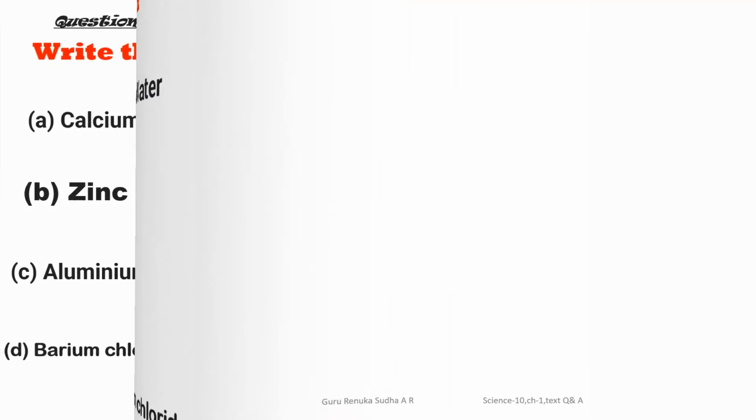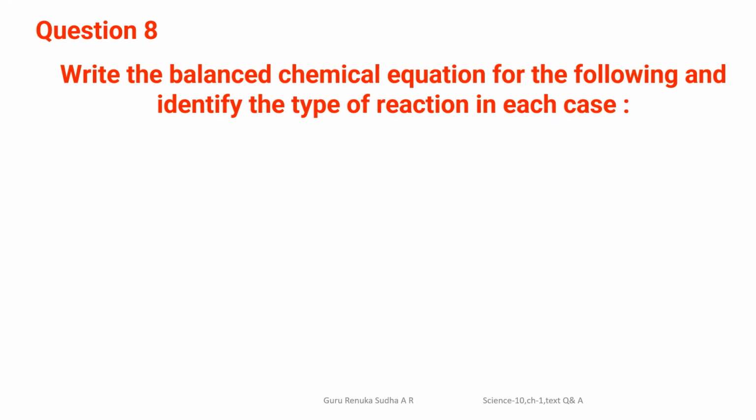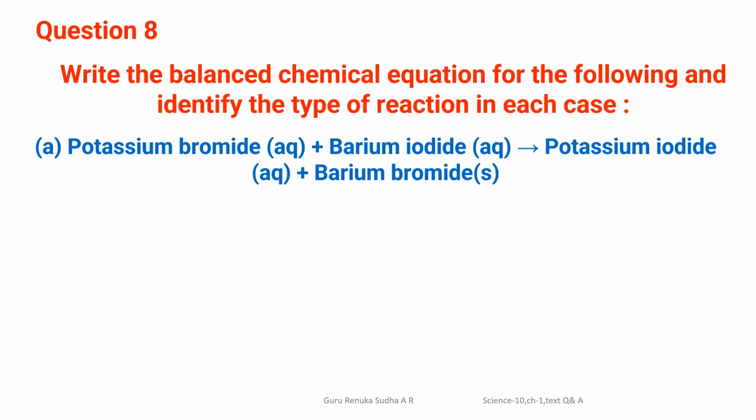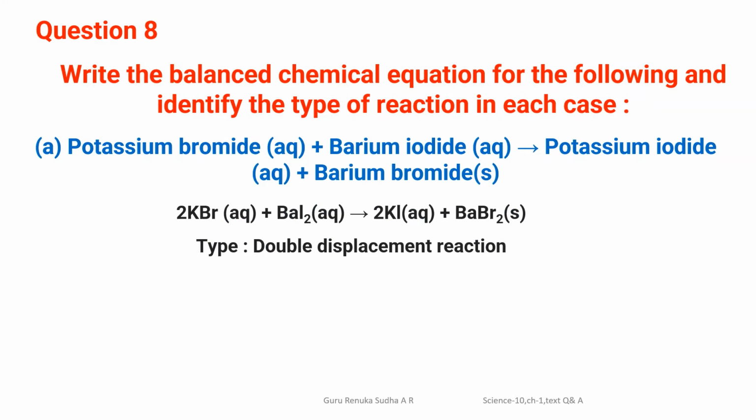Similarly, write the balanced chemical equation for the following and identify the type of reaction in each case. See, potassium bromide, which is in aqueous form, and barium iodide, and potassium iodide. See, you have to write it like this. You have to write it in equation form, and also you have to mention which type of reaction it belongs to. Yes, the second one I have also done like this. So it belongs to a decomposition reaction.